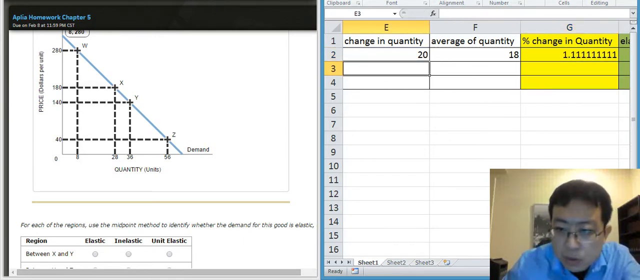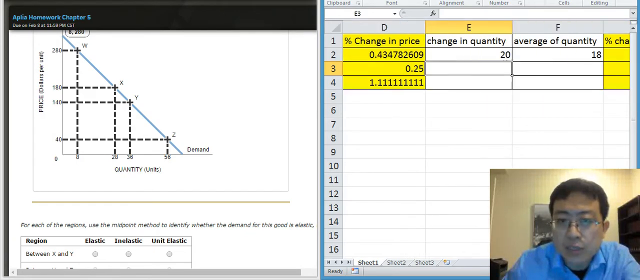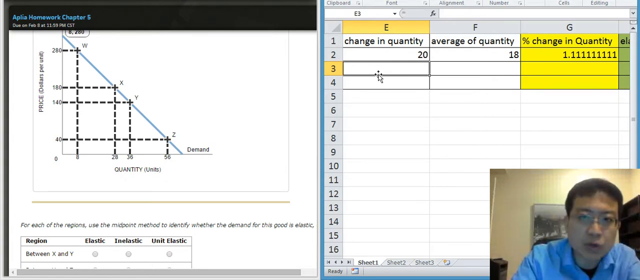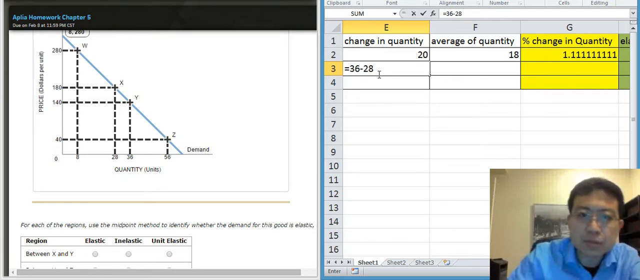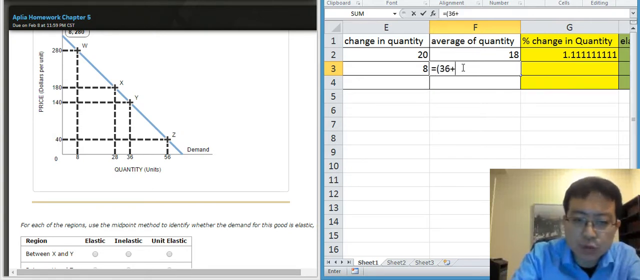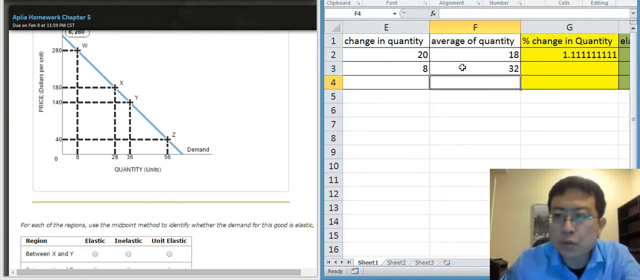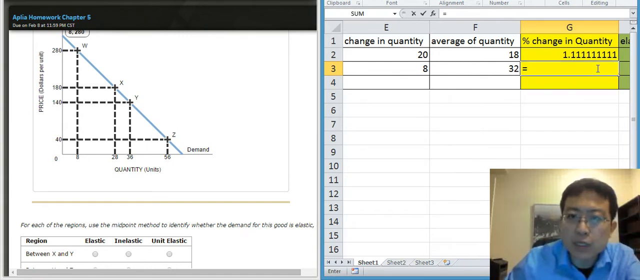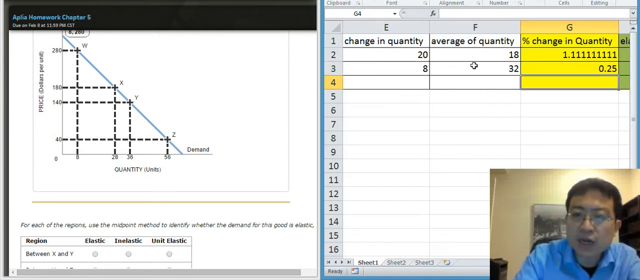And then next from x to y. So from x to y, our changing quantity, we're going to change from 28 to 36 or 36 to 28. So equal sign 36 minus 28. That will give you 8. And then the average of quantities, that will be 36 plus 28, and then divided by 2. The answer will be 32. And then this percentage changing quantity will be the changing quantity divided by the average of quantity. So that will give 0.25.